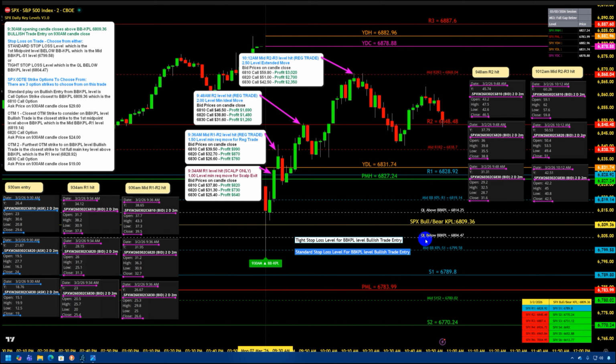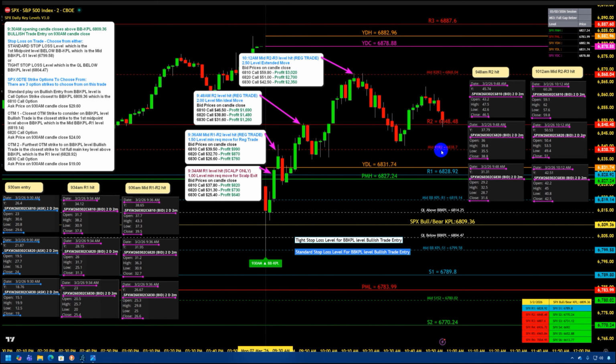In this case, that is the mid BBKPL S1 level. Again, if you're taking a bullish trade off of any of the other main key levels, standard stop loss is the first midpoint below that particular level. And it works the same in reverse for bearish trades. On bearish trades, your tight stop loss is going to be the QL above the level that you're taking the bearish trade from.